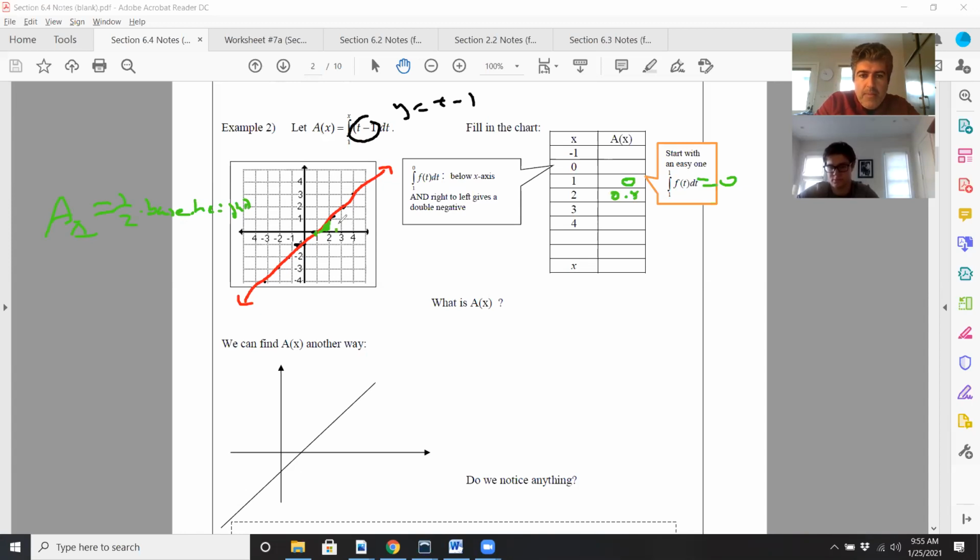What if I integrate from 1 to 3? See, that's why I call it area accumulation. I'm accumulating area, right? 1/2 times 2 times 2. It's 2. What if I integrate from 1 to 4? So it's 1/2 times 3 times 3, 4.5.